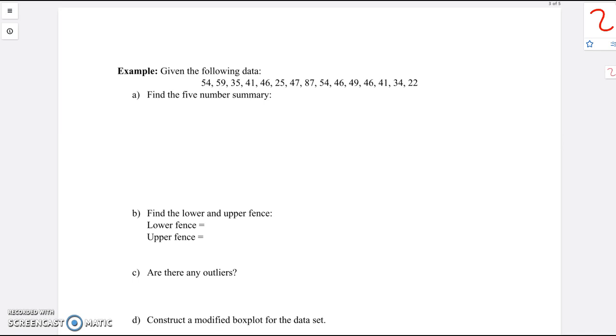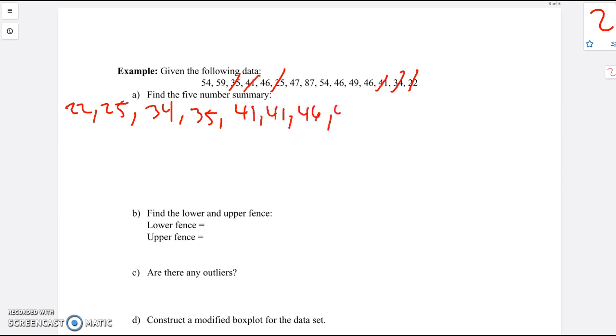I think the lowest number is going to be 22. You'll see why I'm not going to use a calculator on this. So 22, then 25, then 34, then 35. Okay, watch me suffer. 41, then 41. Then after the 41s, 46, then another 46. Then 47, then we get a 49.